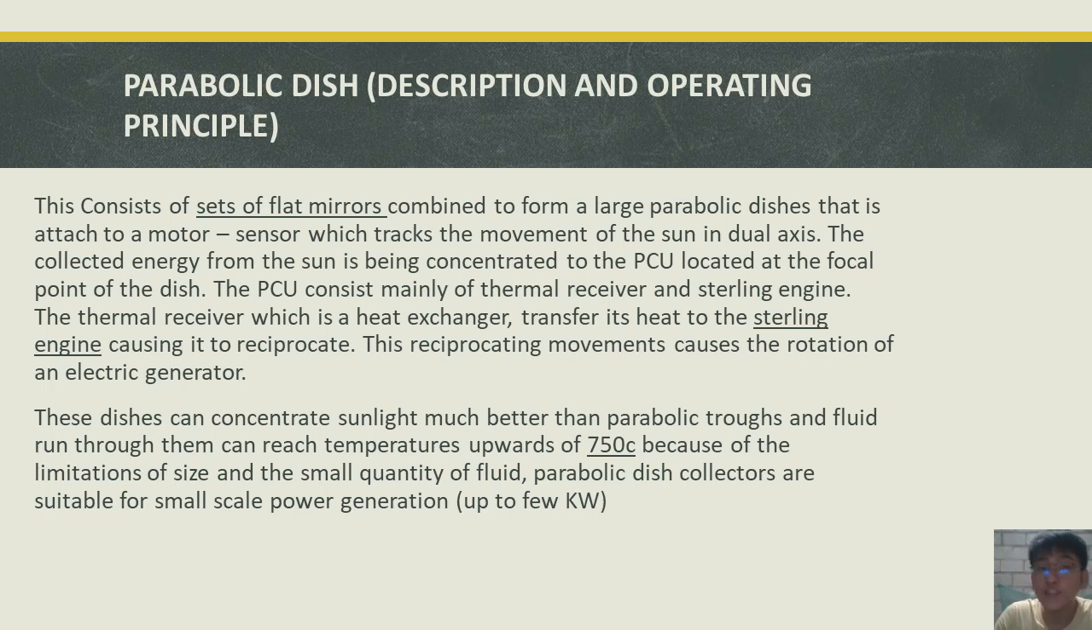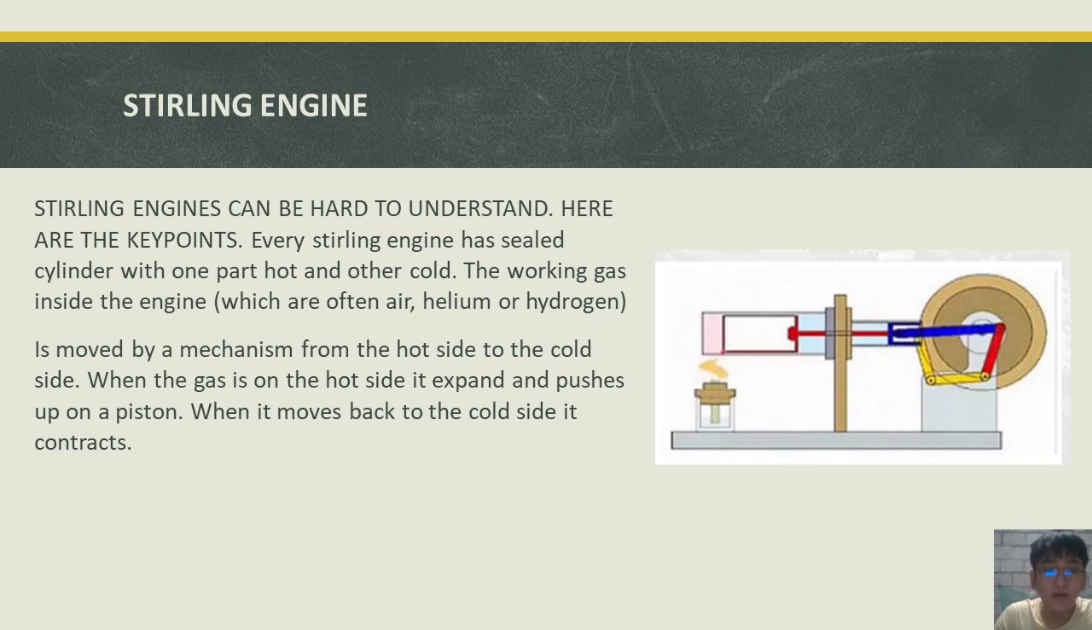Okay, now the Stirling engine. The Stirling engine is a sealed cylinder with one part hot and one part cold. The working gas inside the Stirling engine is often air, helium, or hydrogen. When the gas is on the hot side, it expands and pushes the pistons. When it moves back to the cold side, it contracts.